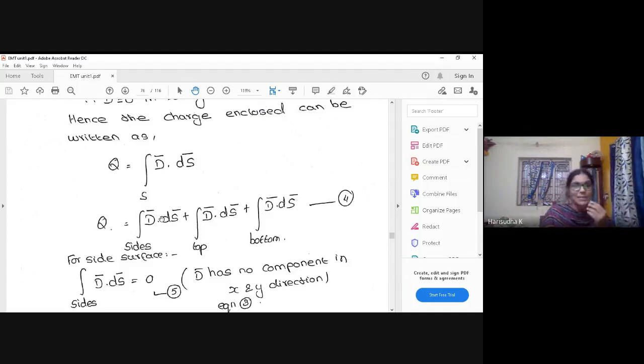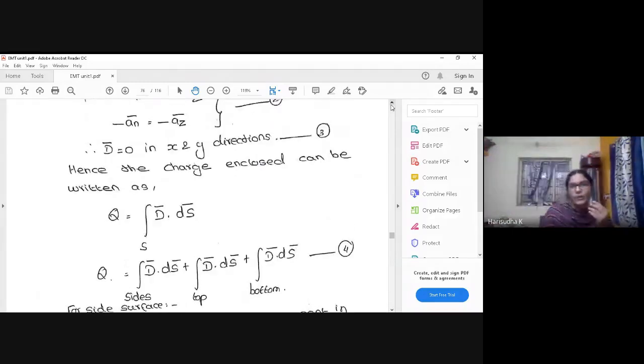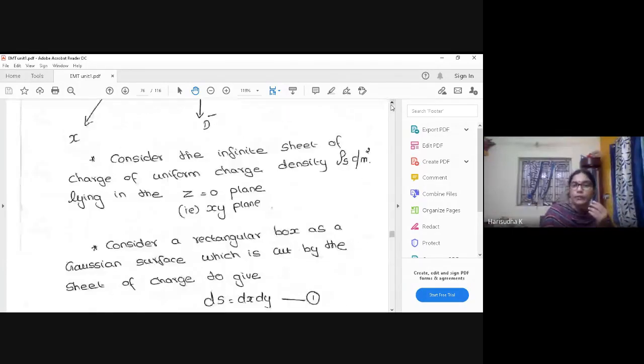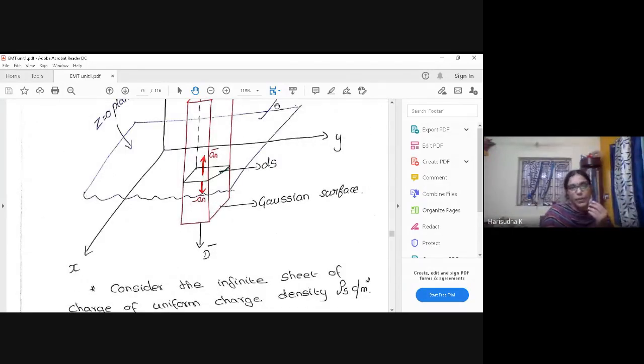Understanding this, D is present in the z axis. So when we talk about the sides in the figure, we have assumed the rectangular infinite sheet is placed in the xy plane, and we have assumed a rectangular box, and the rectangular sheet is cutting the rectangular box. So since we have assumed the infinite sheet in the xy plane, the sheet which is cutting the rectangular box also lies in the xy plane.